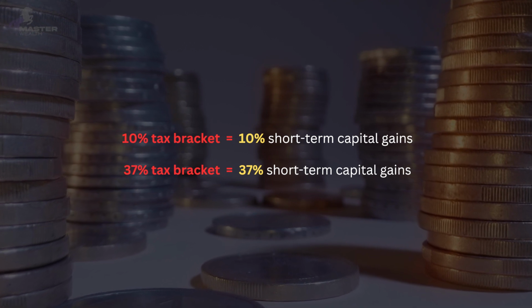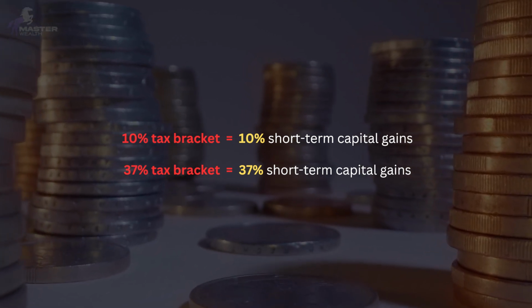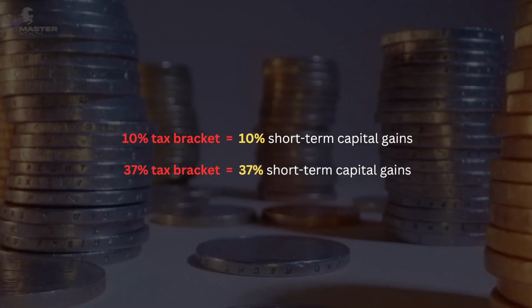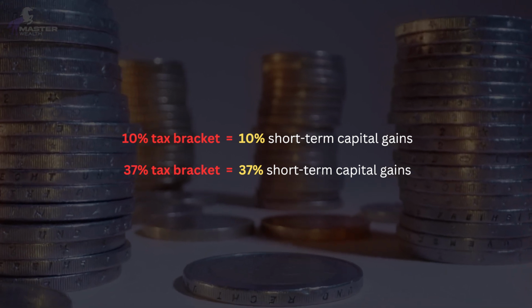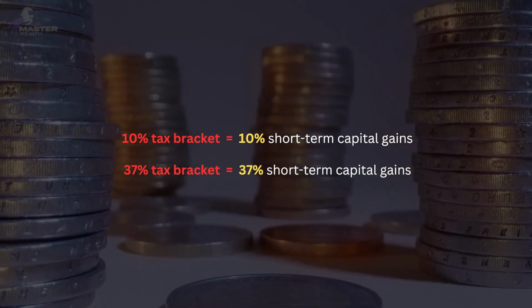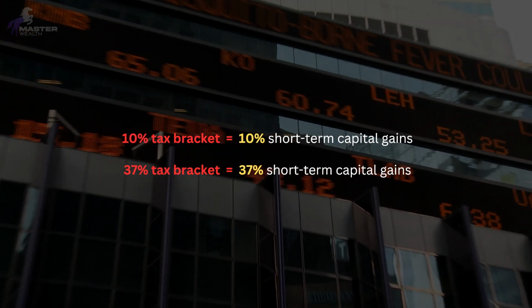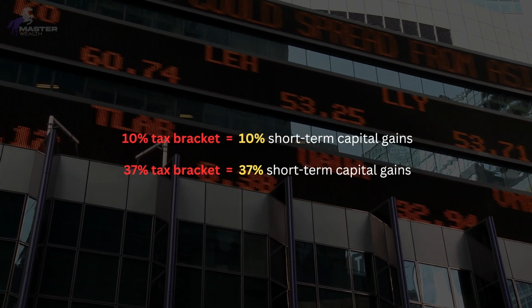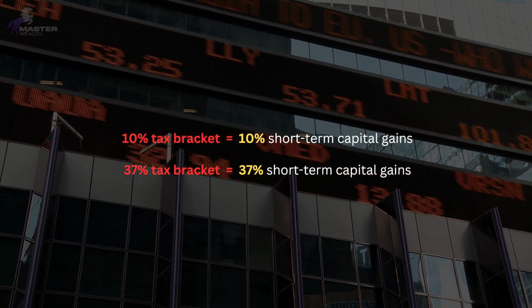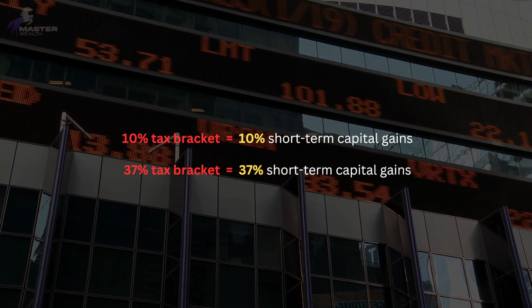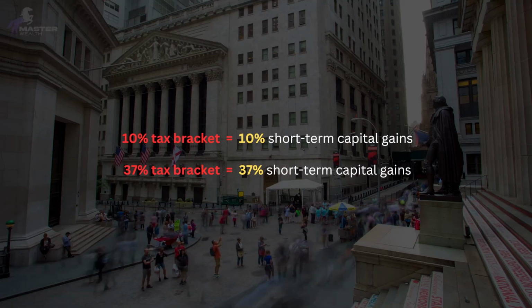If you're in the 10% tax bracket and you make money in the stock market, then you will pay a tax rate of 10% on your short-term capital gains. If you're in the 37% tax bracket and you make money in the stock market, then you will pay a tax rate of 37% on your short-term capital gains.